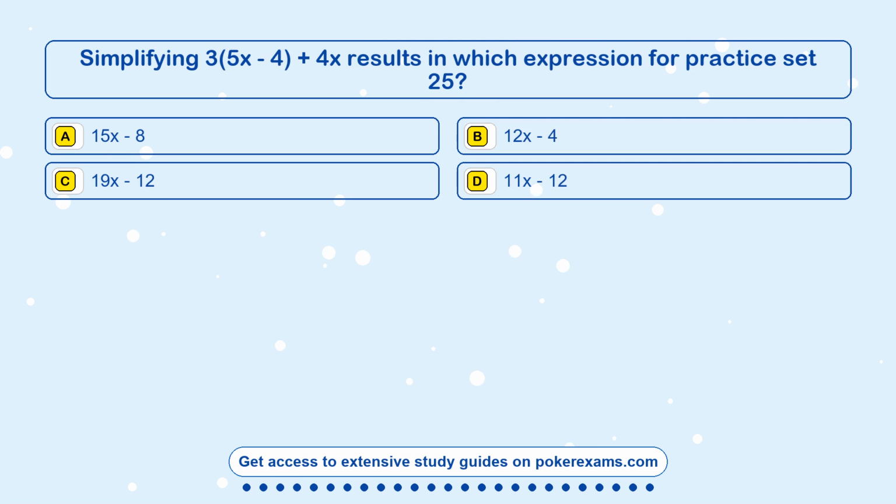Question 7. Simplifying 3(5x minus 4) plus 4x results in which expression for practice set 25? Option A 15x minus 8. Option B 12x minus 4. Option C 19x minus 12. Option D 11x minus 12.